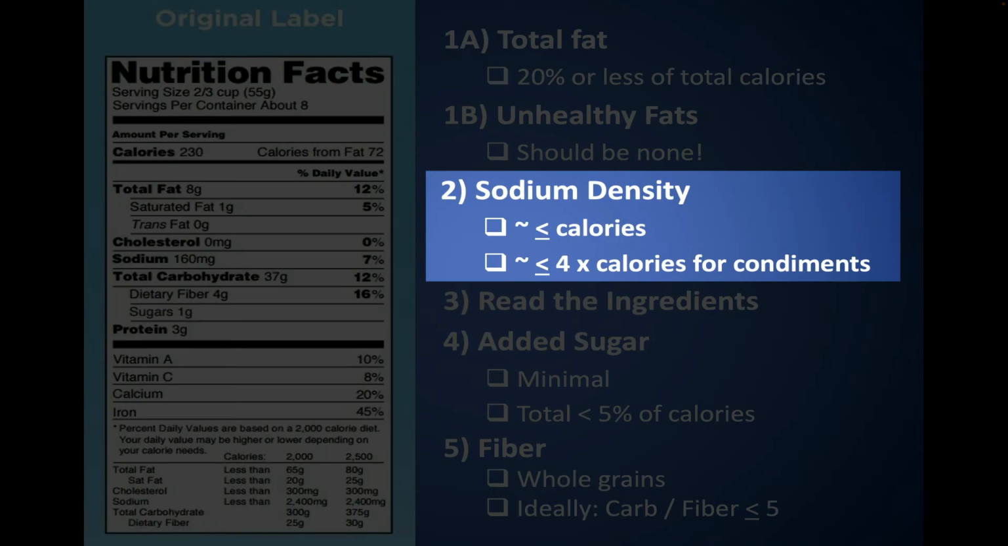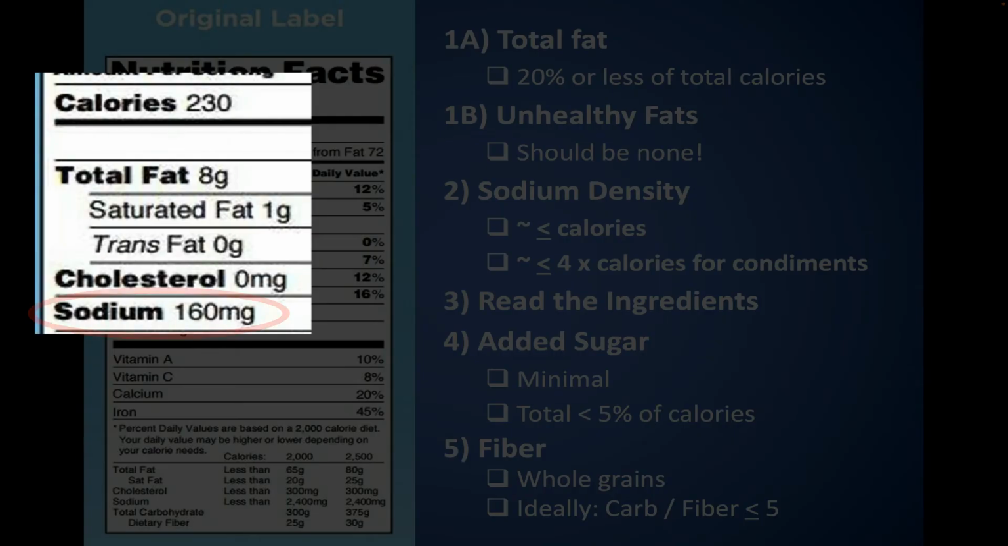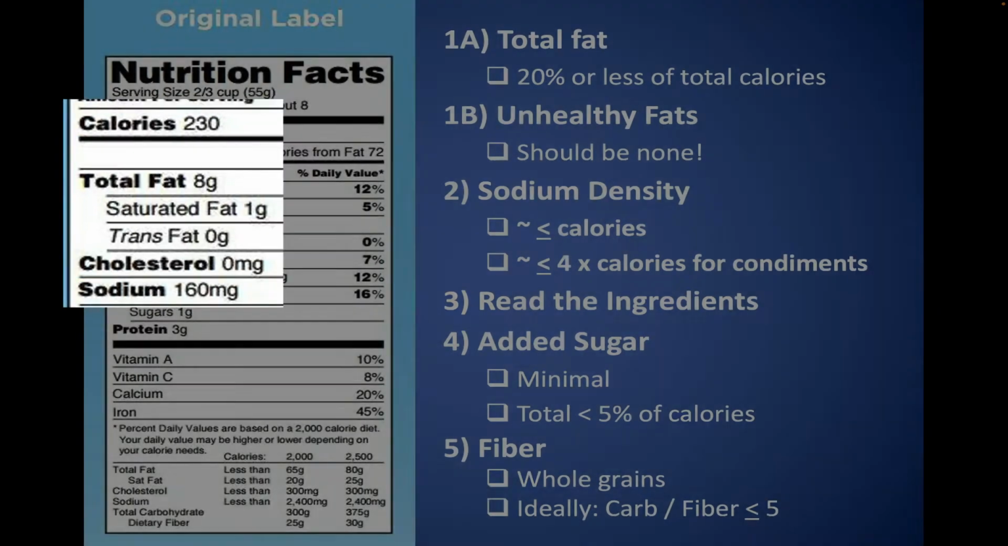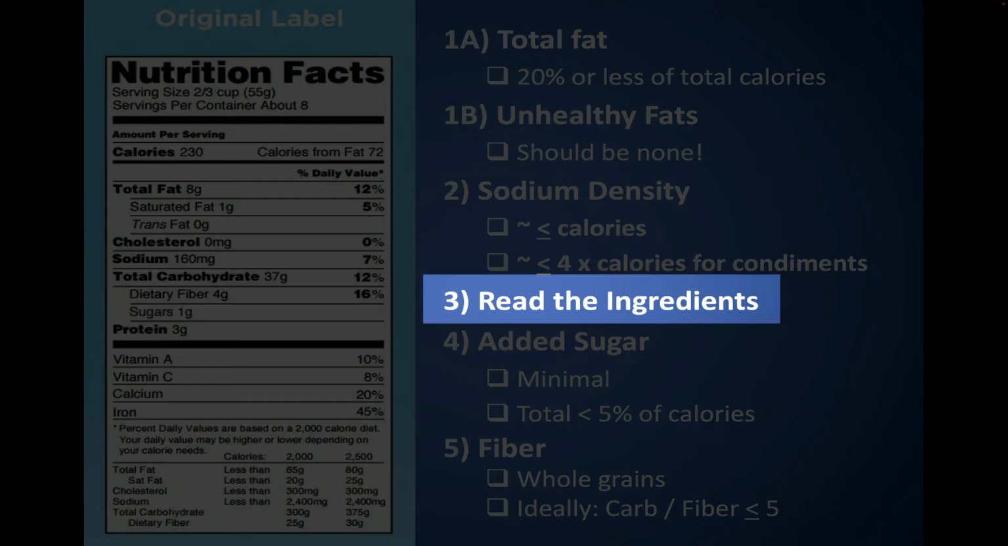Number 2, we want to look at sodium density. Ideally, we want that sodium density in milligrams to be roughly equivalent or less than the number of calories. If it's a condiment, something you're using in very small quantities just to add flavor to the food, it can go as high as 4 times the calories. Number 3, we want to read the ingredients.